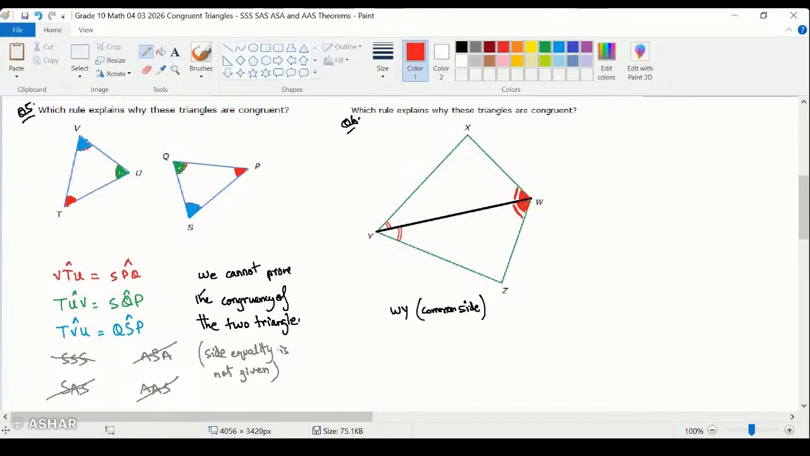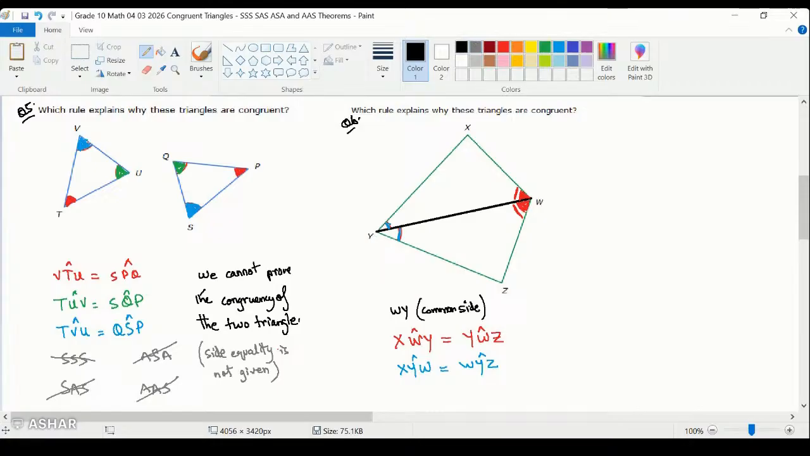Then we have the angle XWY is equal to the angle YWZ, and the next one is this angle equals to this angle. So can we say XYW should be equal to WYZ? So what is the given information to us? Two angles are given to us and one side is given to us, right?